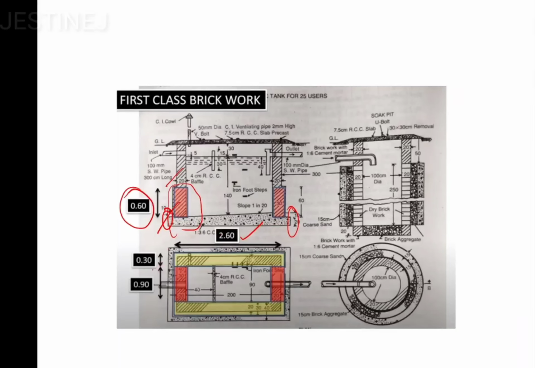Then the thickness is going to be 0.3, and the height is going to be 0.6. This yellow portion represents the long wall. Okay, so 2 numbers of long walls for this case.